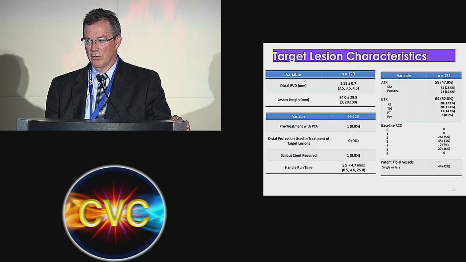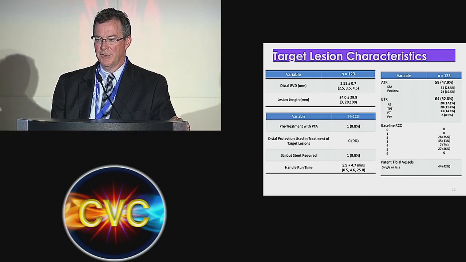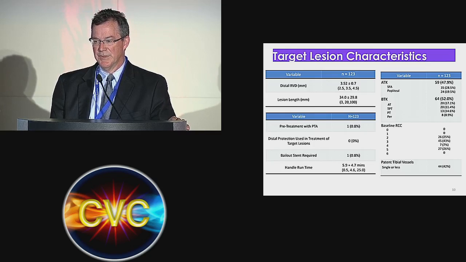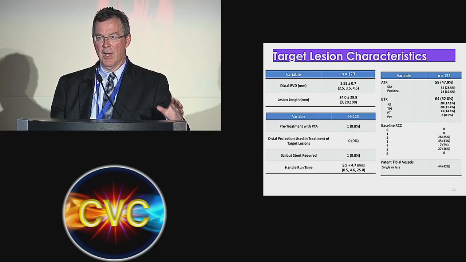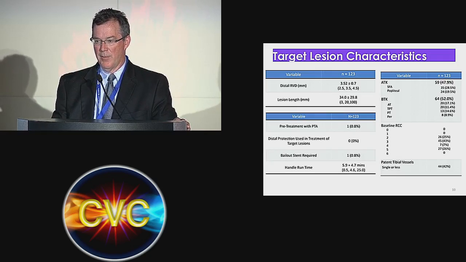As you can see, there was a total of 123 lesions that were treated. The distal size was about 3.5. Most of these were infrapopliteal and popliteal. Lesion lengths were fairly short. Again, it was a safety trial, so there were a lot of cases that fell out because of heavy calcium and lengthy lesions. Pre-treatment with PTA was very low, so the front cutting aspects worked. There was one case where the device underwent a redesign because the housing came outside the blades. Now the blades come outside the housing, so that shouldn't be a problem anymore.